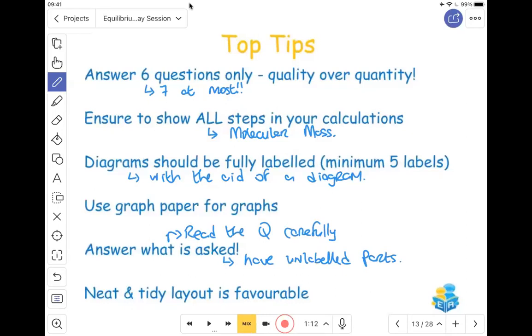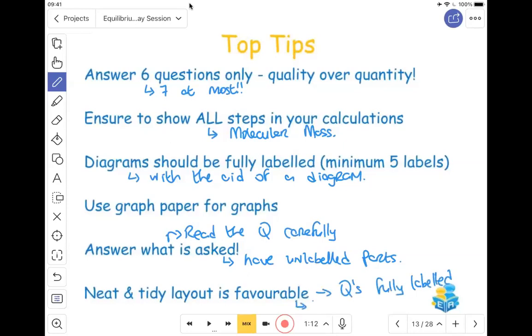Last thing then, neat and tidy layout is favorable. Remember that when the correctors are correcting this, they are on their holidays themselves. And although this is work for them and it is a job, they aren't going to want to have to figure out what you're trying to say by reading messy writing. And if things aren't labeled properly, having to go and figure out what part of the question is this, it can be very frustrating for an examiner, and that's not going to keep them on your side. So neat, favorable layout, questions fully labeled, you know, question 1, part A.